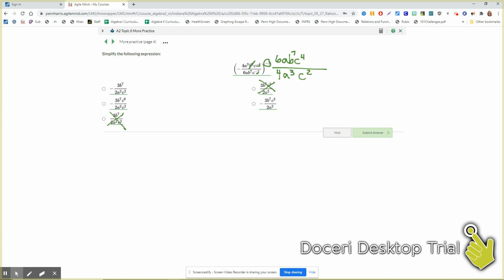Cleaning this up, that switches into 3/2. Again, that negative's out front. My a's are bigger on the bottom by 2. My b's, all 7 of them up there, and my c's are bigger on the top by 2. So we're looking for negative 3b to the 7th c squared all over 2a squared. And that matches this answer right here.